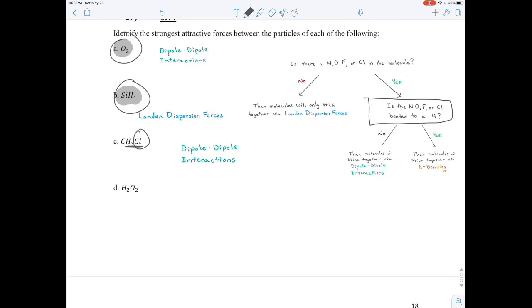Okay, last but not least, let's think about H2O2, hydrogen peroxide. So, first question, is there a nitrogen, oxygen, fluorine, or chlorine in the molecule? There is. So we'll go down to the right. Next question, is the nitrogen, oxygen, fluorine, or chlorine bonded to hydrogen? And we see that it is. And so, we'll go to the right again. The strongest intermolecular force here that will make the molecules stick together will be hydrogen bonding.